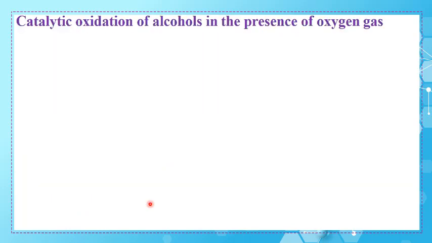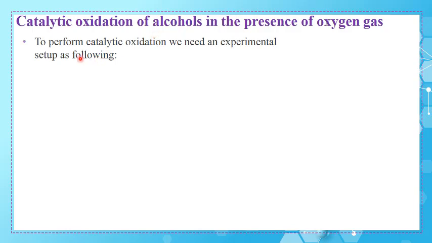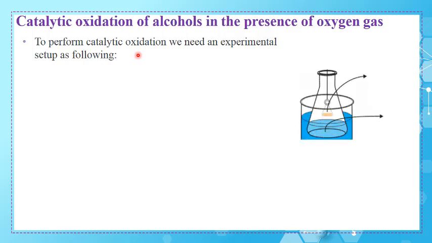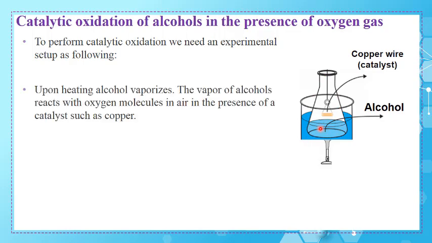So now let's start with our first objective, which is about catalytic oxidation of alcohol in the presence of oxygen. Why is it called catalytic? Okay, we have to see. To perform catalytic oxidation, we need an experimental setup as follows. Here is a copper wire, because copper will serve as catalyst, and this is why we said that it's a catalytic oxidation, because there is a catalyst here, which is the wire. Here we have an Erlenmeyer or simply a flask containing alcohol. This Erlenmeyer is put in a hot water bath in order for the alcohol to vaporize.